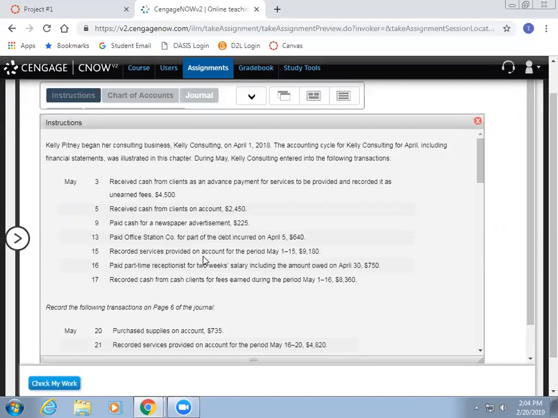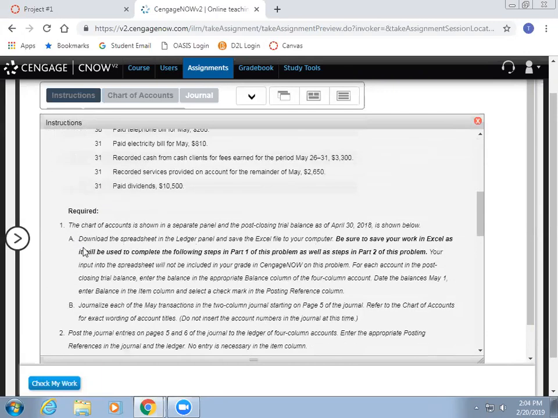Well, we've already done that in chapter 2. So again, you can already start. But I wanted to show you a few specific things as you get started so that you start out the right way. There's tabs along the top here. Again, the instructions is one of the most important because it has all the transactions. And then if you scroll down, it has the requirements.